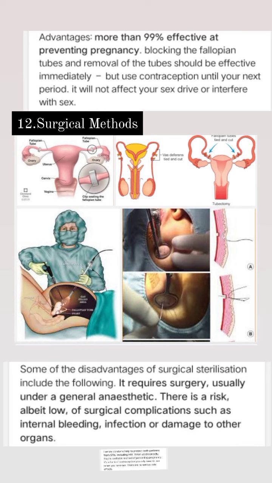It requires surgery, usually under a general anesthetic. There is a risk, albeit low, of surgical complications such as internal bleeding, infection, or damage to other organs. The advantages of surgical methods: more than 99% effective at preventing pregnancy. Blocking the fallopian tube and removal of the tube should be effective immediately, but use contraception until your next period. It will not affect your sex drive or interfere with sex.